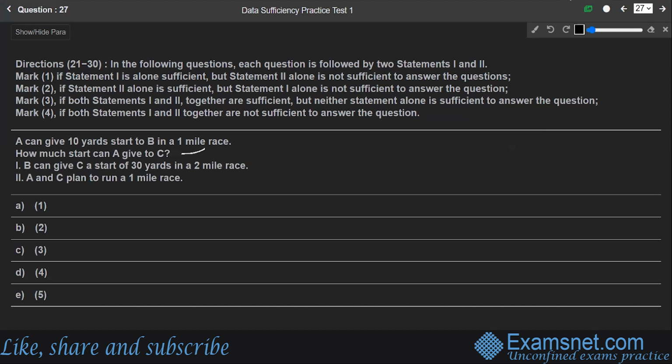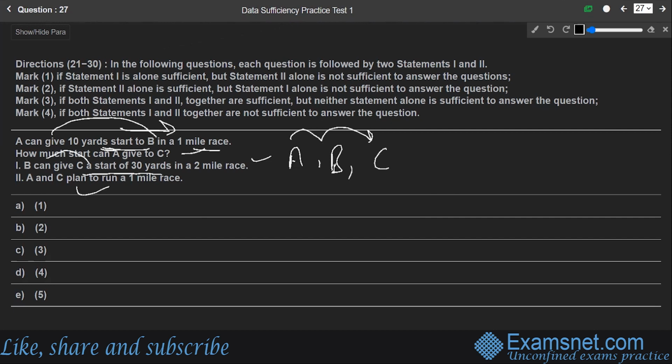So as per statement, we can understand that we can find out the relative speed of A, B, and C, because the connection of B and C is given in statement number 1, and connection of A and B is already available with us in the initial information. So obviously the connection between the speeds of A, B, C can be found out, because A and B's speed connection we have already been provided in terms of 1 mile race, 10-yard start. So statement number 1 can give a connection of relative speeds of A, B, C, but we are supposed to answer how much start A can give to C.